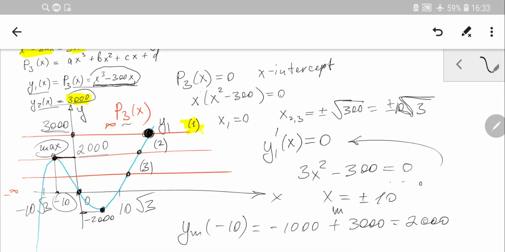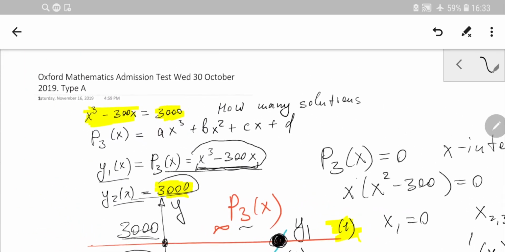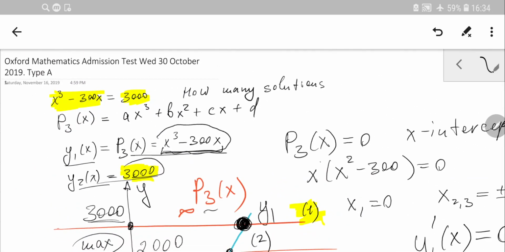I hope you enjoyed my detailed explanation for the Oxford Mathematics Examination Test as per Wednesday, 30 October 2019. It was type A. So give some comments. If something is not clear, just drop a comment, and I'll try to answer and maybe clarify some things. But trust me, this was the easiest task in a row. At least I feel that.